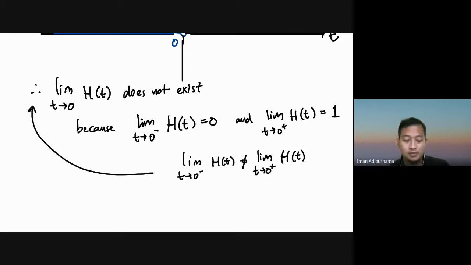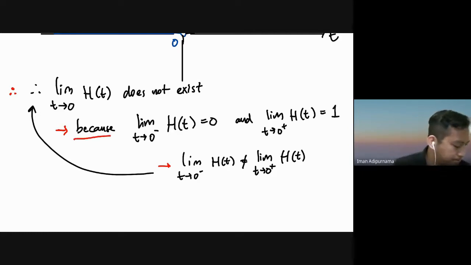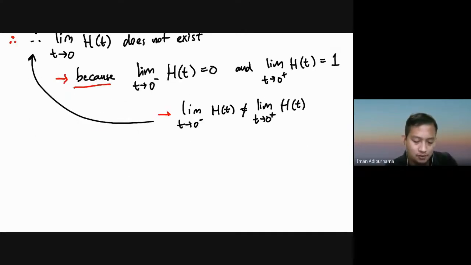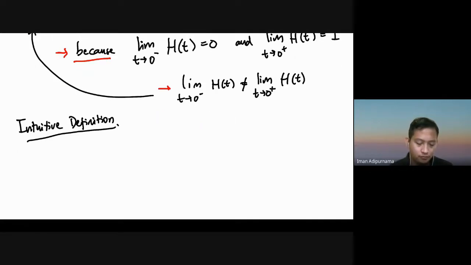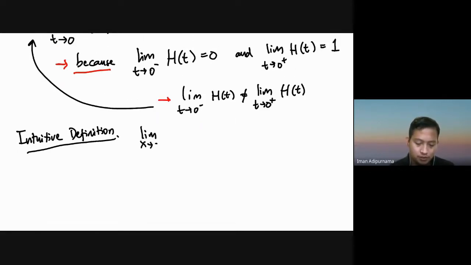Okay, in mathematics or in calculus in general, you can write this first, this, and the last one is the conclusion. Or you can write the conclusion first, and then write because blah, blah, blah. It's still okay. Now, the general definition, or we call it the intuitive definition. So the limit as x approaches a of f of x is equal to L.